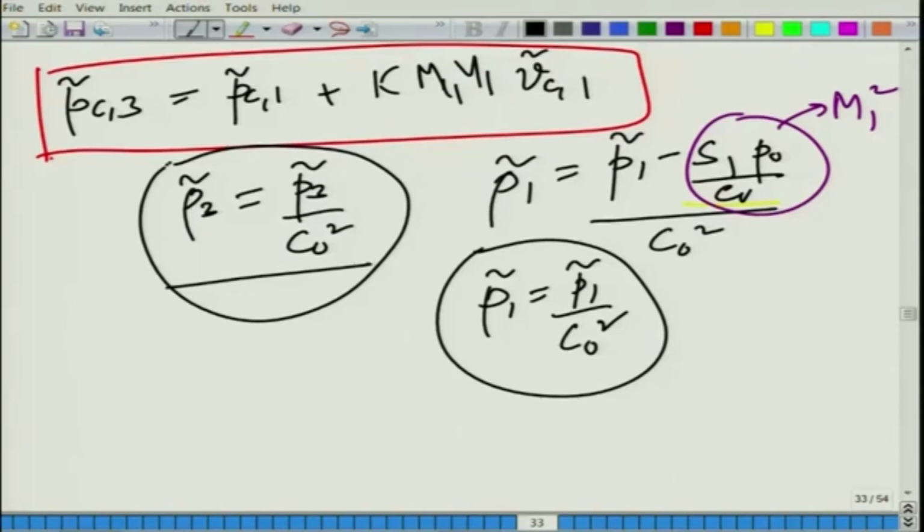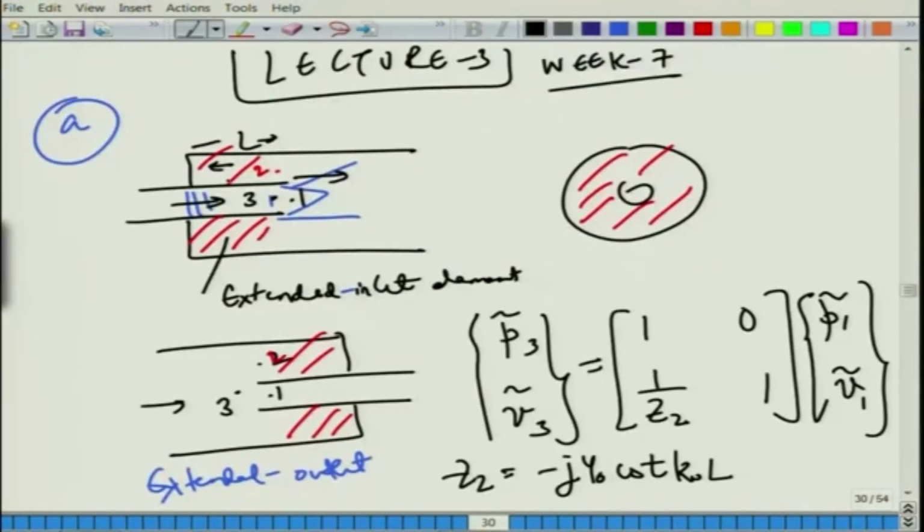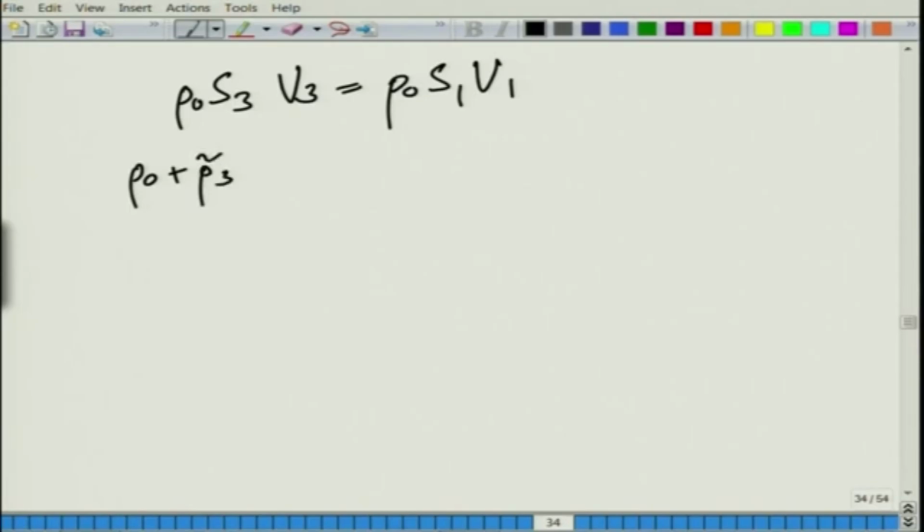Now, another thing that comes to mind while doing all this is the continuity relation. Whatever mass flux goes in here has to come out at 1. So, continuity is very important and has to be maintained. So, rho naught S3 into U3 is equal to rho naught into S1 into U1. Okay. Now, as usual we go about doing perturbation. Rho 3 tilde S3. Let us quickly write it down.